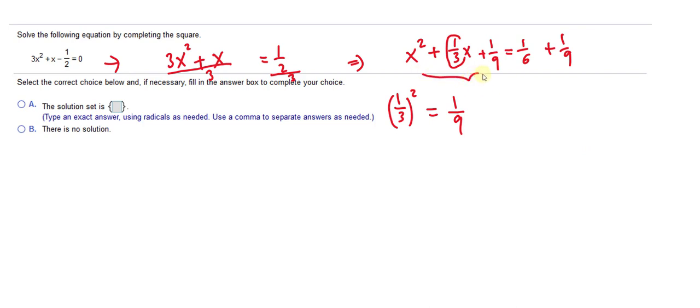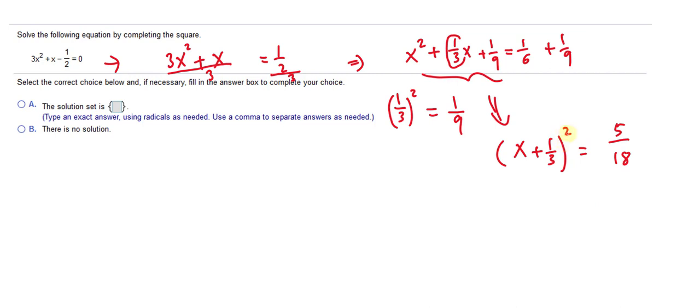So the left hand side becomes the perfect square trinomial, right? So x plus 1 over 3, the whole quantity squared. The variable x adding the middle term coefficient 1/3, the whole quantity squared, equals 1 over 6 plus 1 over 9 on the right hand side, which together equal 5 over 18.